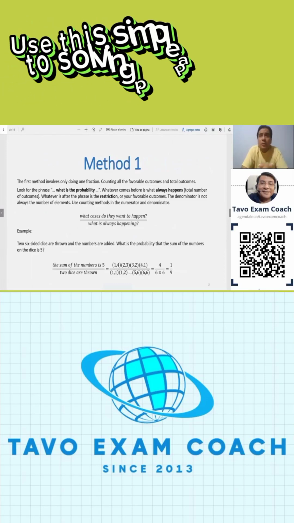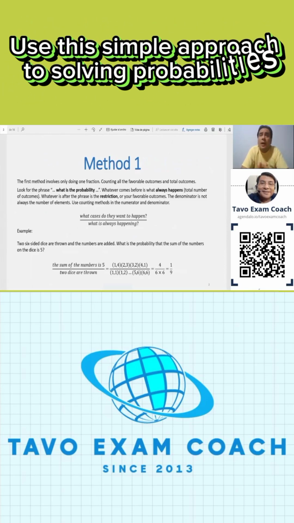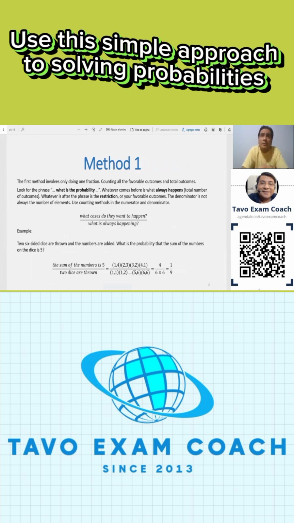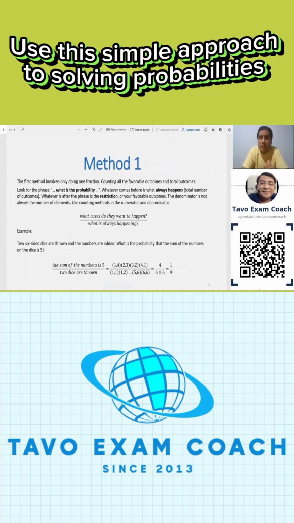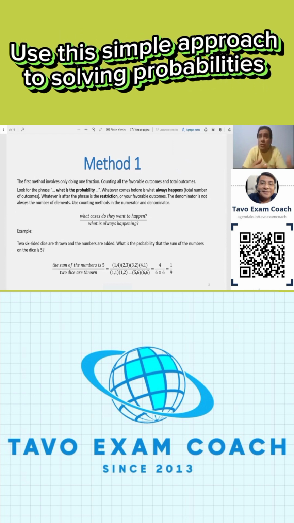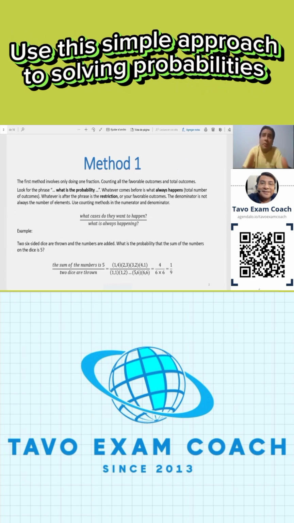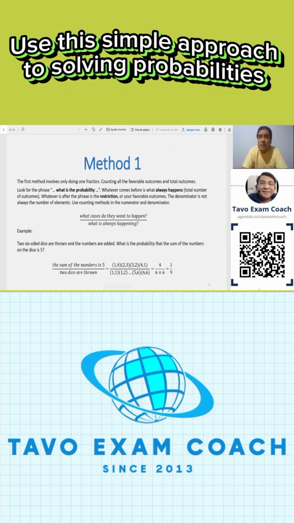Let's talk about two different approaches to tackle probabilities problems. The first method involves only doing one fraction. That is, following the definition, we count all the favorable outcomes and total outcomes.